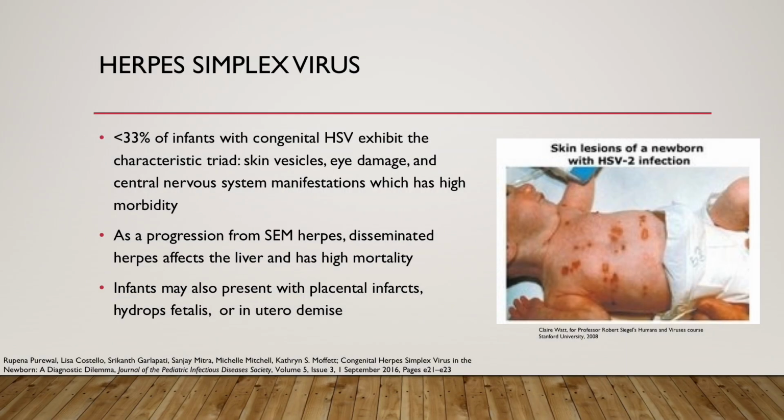Less than 1/3 of infants with congenital HSV exhibit the characteristic triad, which is skin vesicles, eye damage, and central nervous system manifestations. The central nervous system manifestations have the highest morbidity. The SEM manifestation, or skin, eye, and mucocutaneous, is the most commonly seen and does not have high mortality. However, SEM herpes can progress to disseminated herpes, which can also affect the liver, and this does have a high mortality. Infants can also present with placental infarcts, hydrops fetalis, or even in utero demise. A picture of the skin lesions of a newborn with HSV is seen on the right.